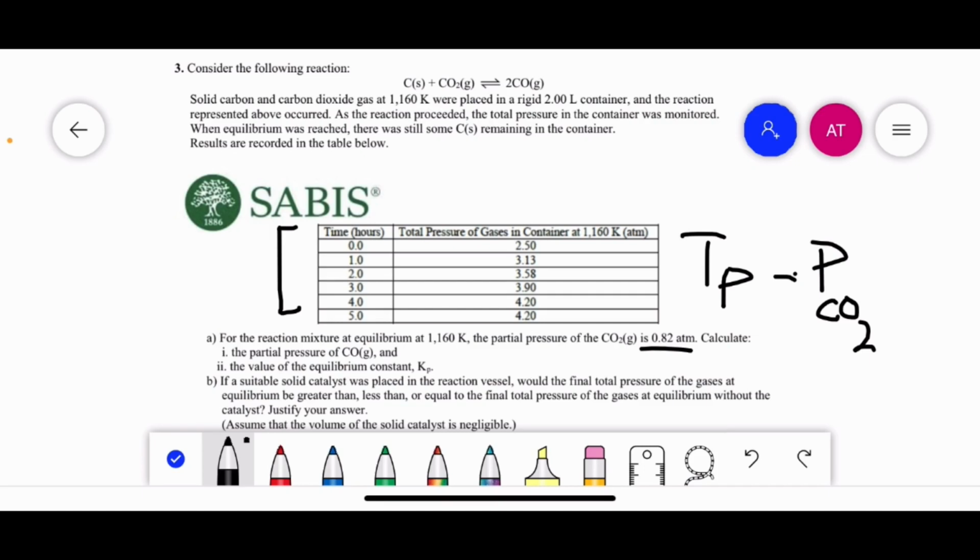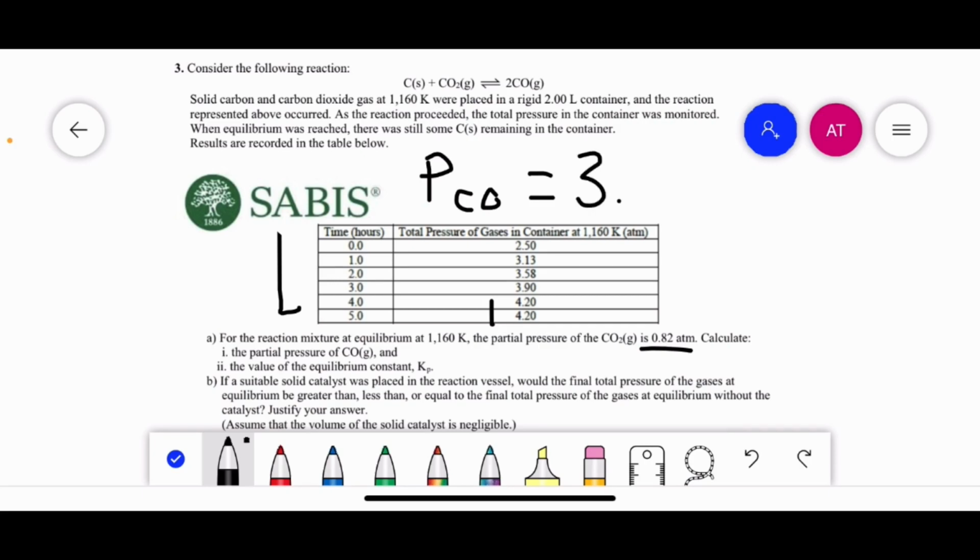Now, if we look at here, we see that at the time between 4 hours and 5 hours, the total pressure stops changing. So we can conclude that this is going to be the final pressure. We get the partial pressure of carbon monoxide to be 3.38. In part II, they ask us to find the value of Kp.